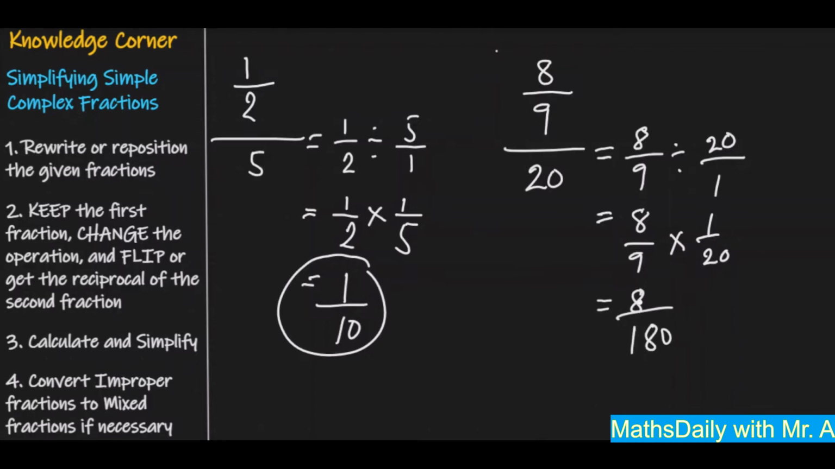We can simplify 8 over 180 by dividing both the numerator and the denominator by the same number, divided by 4. So this will give us 2/45. This is the final answer. Moving on to the next example.